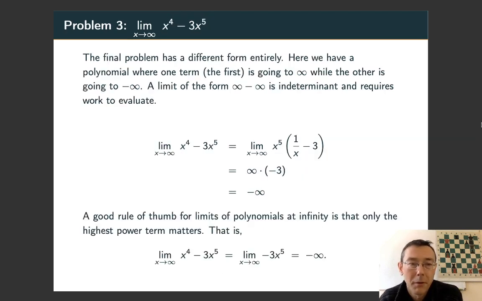Finally, let's do a polynomial. So the idea is similar, except there's no denominator here. We're just going to find the highest power term and factor it out. So in this case, it's x to the 5th. We pull that out. We get x to the 5th times 1 over x minus 3. As x goes to positive infinity, the 1 over x goes to 0. So the inside of that parenthesis is just going to be negative 3. So x to the 5th is going to infinity, of course. So overall, I'm going to get negative infinity.